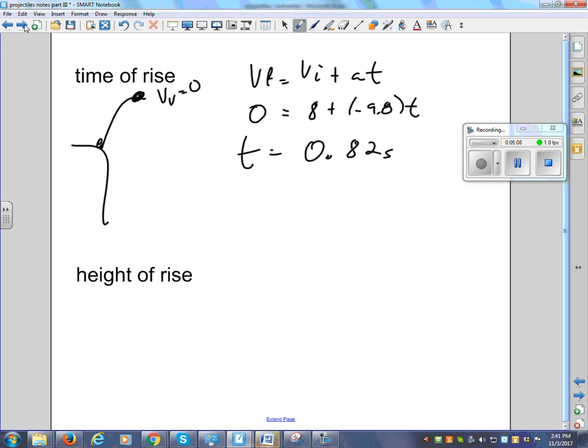Height of rise. How high does it go? That's not really an H, it's more of a D, I guess, right? Oh, we'd have to use this one formula here. We got a couple. We could go VF squared equals VI squared plus 2AD. We could go D equals VIT plus a half AT squared. You like that one? I like the first. Okay. Well, you do it the way you want, right? I'll just follow.